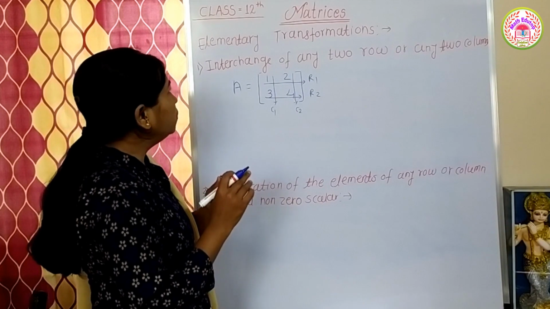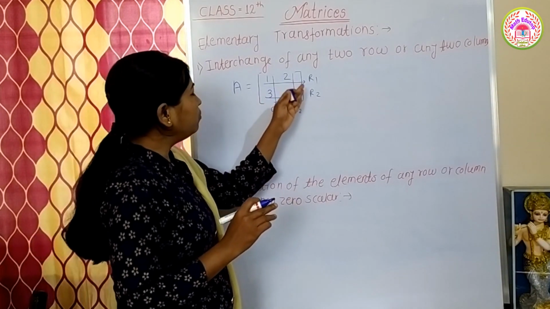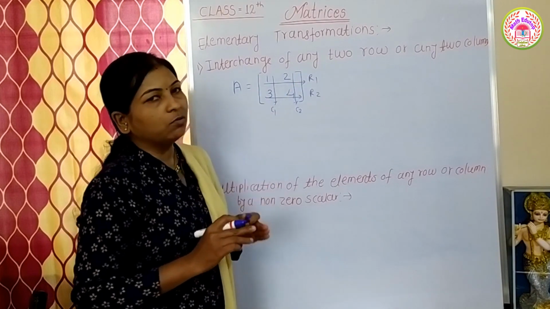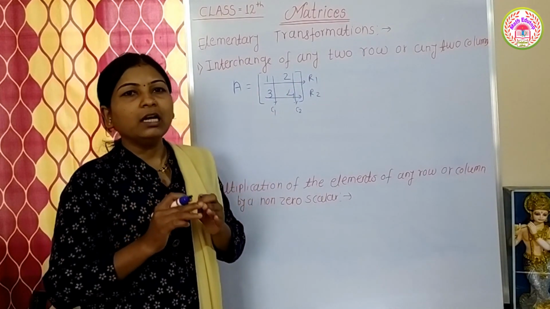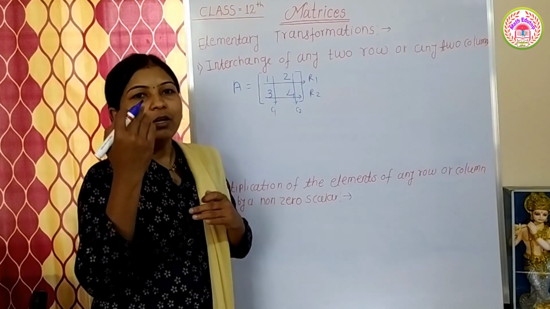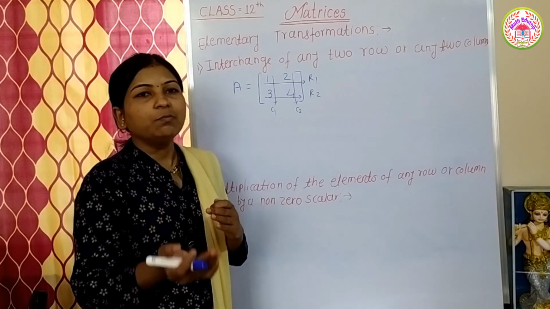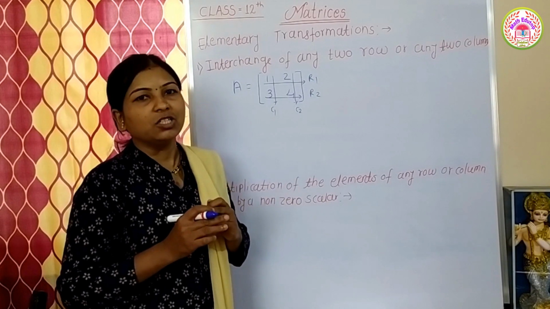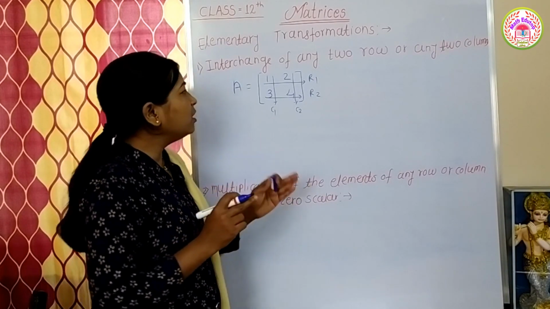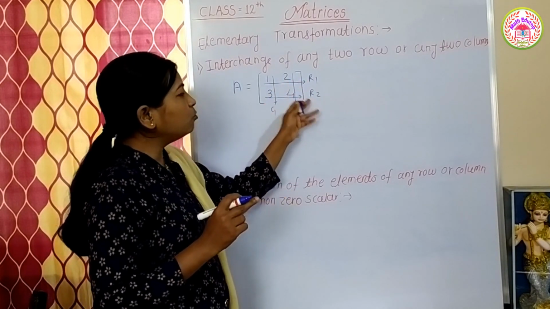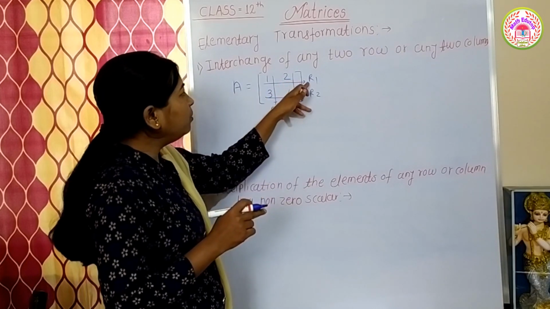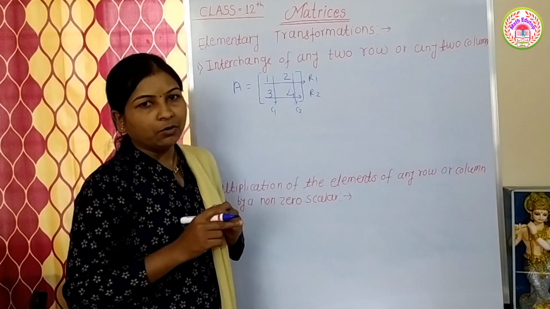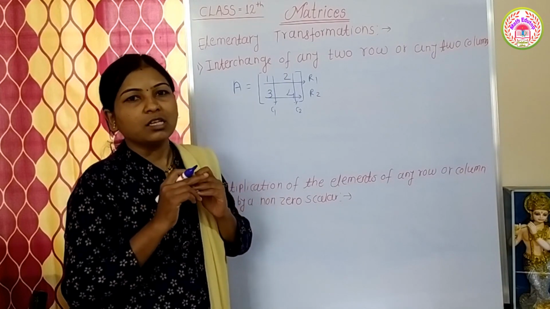If we want to do the interchange between these two rows, that is, R1 changes with R2 and R2 changes with R1. What does interchange mean? If you give your pen to your friend and your friend gives you his pen back, this is nothing but the interchanging of pens. The same thing here: we interchange between these two rows. So the elements of R1 will become those of R2, and the elements of R2 will become those of R1. But how do we denote this transformation?